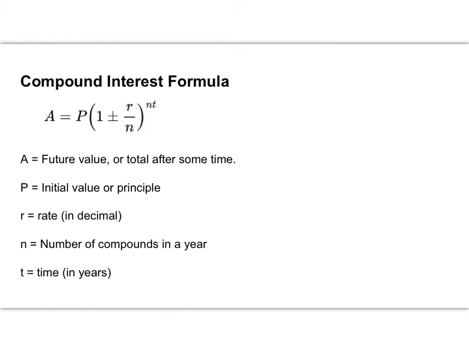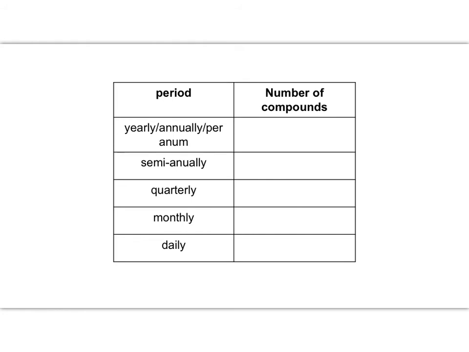So there are different amounts of compounding that can happen with compound interest. And T is the time in years. So the number of compounds can be almost anything, but these are the common ones. We have yearly, sometimes called annually, and sometimes called per annum. That means the number of compounds is 1. Semi-annually is 2 times a year. Quarterly would be 4 times a year. Monthly would be 12 times a year, and daily is 365 times a year.